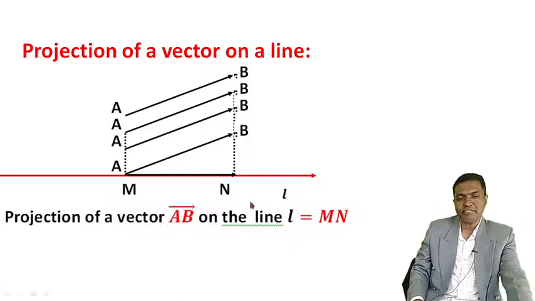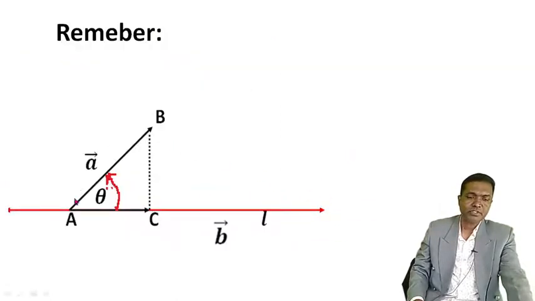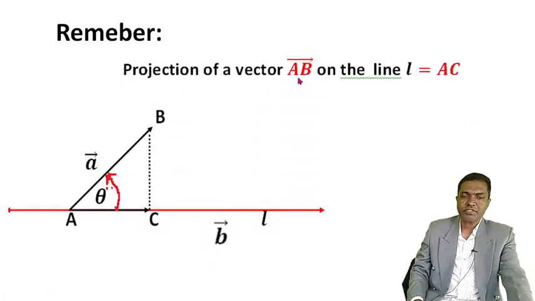Look at this figure and see the next one. Here is the vector AB, and here is a line L with a vector B along this line. Theta is the angle between vector AB and the line L. As I said, the projection of AB on the line L along the vector B is this length AC. Remember, projection is always a length. Now we want to find AC.